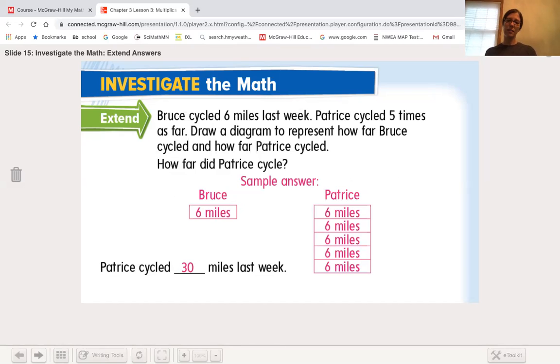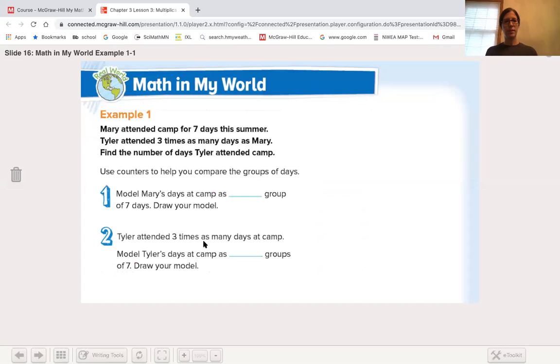And look at that. They did it a different way. They have 6 5 times, which is probably a faster way, but I did want you to see the visual. 6 5 times. 6, 6, 6, 6, 6. Repeated addition there. 6 5 times is 30. Awesome.